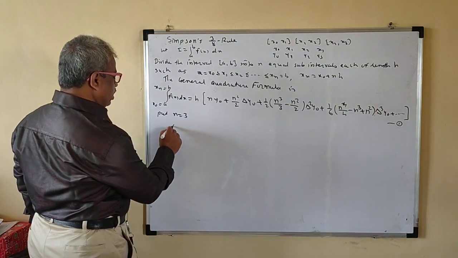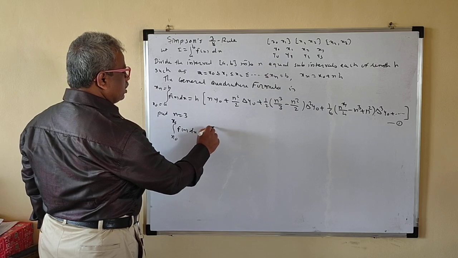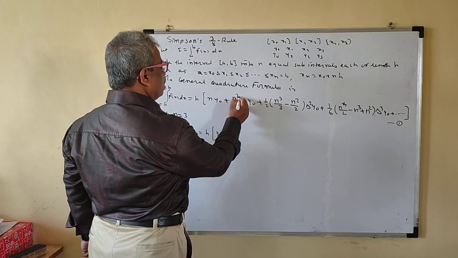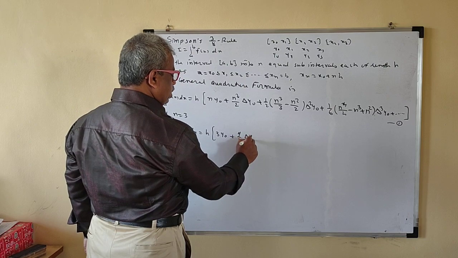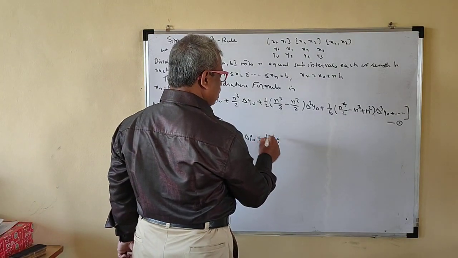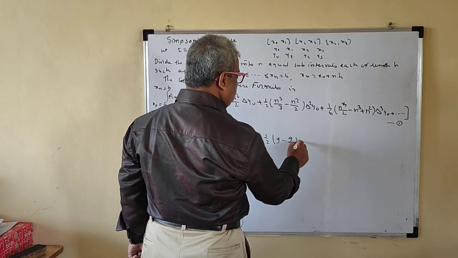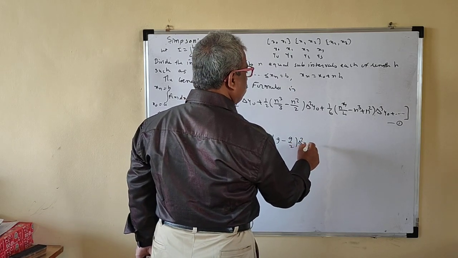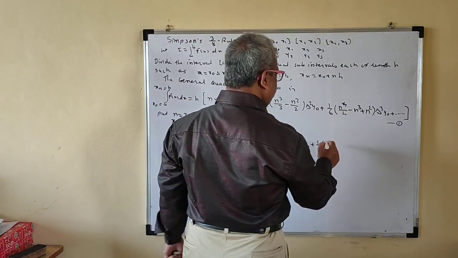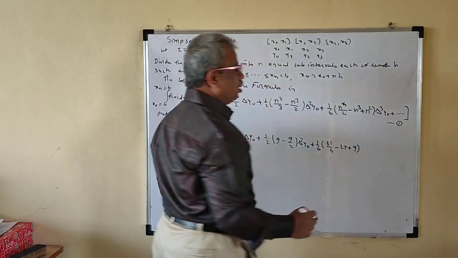So we will write this: the integral from x0 to x3 of f of x dx is equal to h times, putting n is equal to 3, 3 y0 plus 9 by 2 delta y0 plus one half, with n equal to 3, this is 27 by 3, which is 9, minus 9 by 2, delta square y0, plus 1 by 6, 3 to the power 4 is 81 by 4, minus 27 plus 9, delta cube y0.